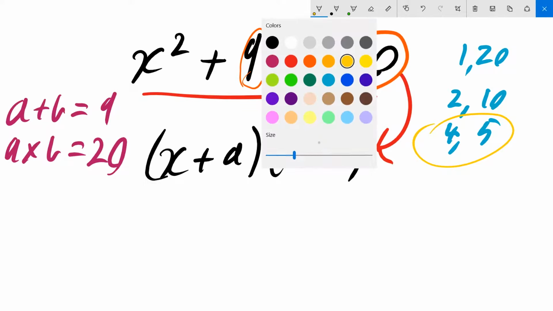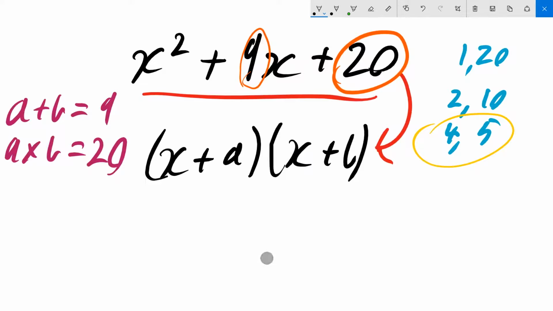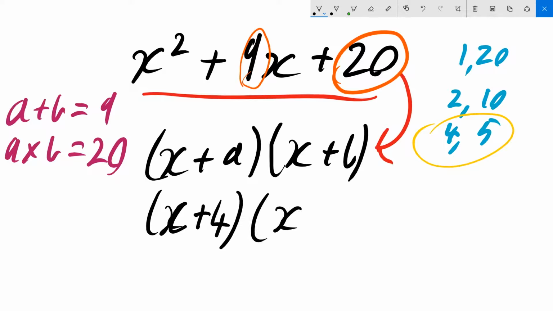Okay, so if we're gonna put this into our factorizing form, we can let a be either 4 or 5. Let's just make a equal to 4 this time, and we'll let x plus, and now we use the other factor that we didn't use before, 5. So b is equal to 5, and a is equal to 4.